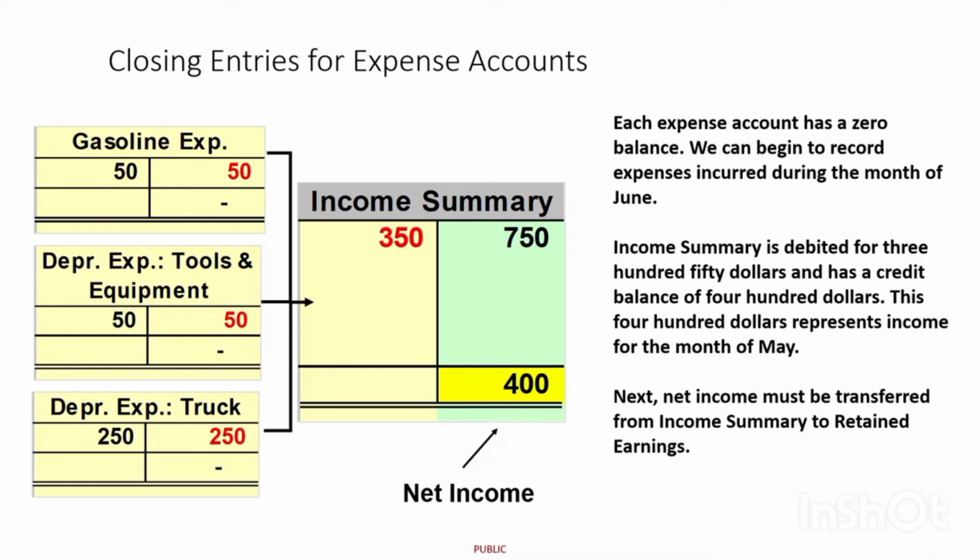So our net income will be 400. From this we conclude that each expense account has a zero balance and we can begin to record expenses incurred during the month of June. So income summary is debited for $350 and has a credit balance of $400. So this $400 represents income for the month of May. So next, net income must be transferred from income summary to retained earnings.